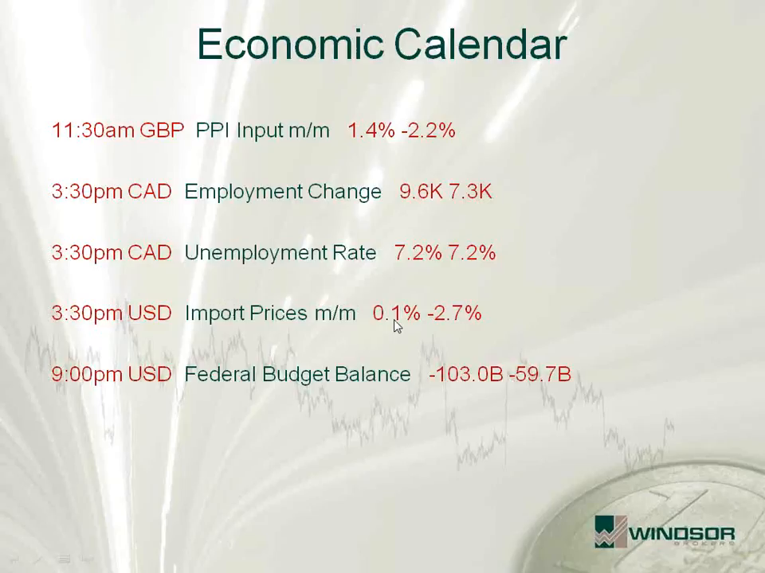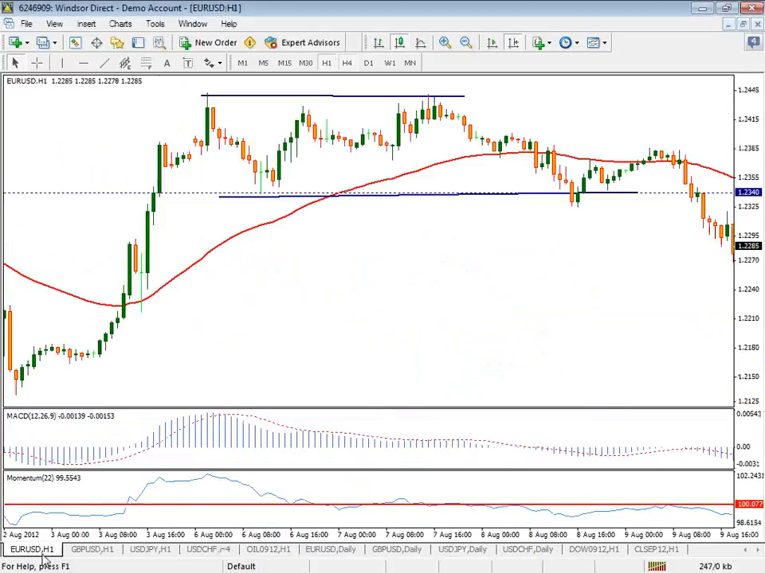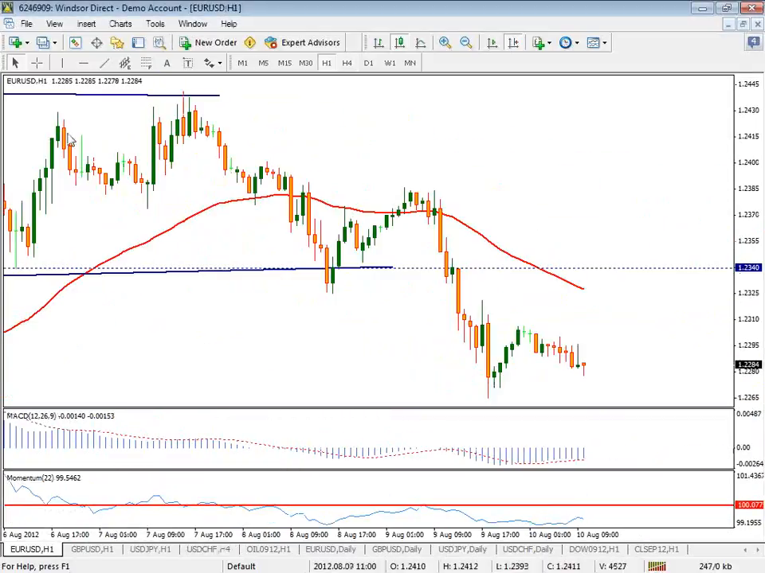And finally, at 9 p.m., we have the federal budget balance. We saw that the past reading was at minus 59.7 billion, and now the expectation for it is to almost double to minus 103 billion. So that's our economic indicators for today. Let's look at how the markets are moving.